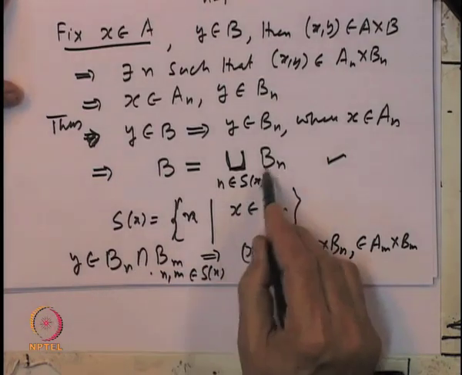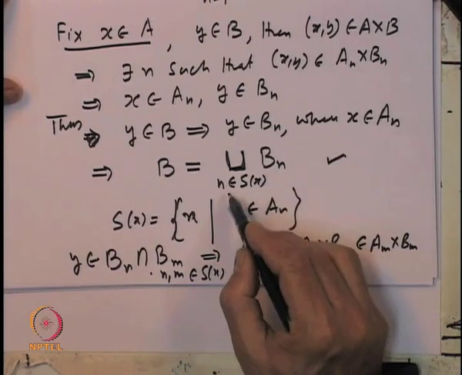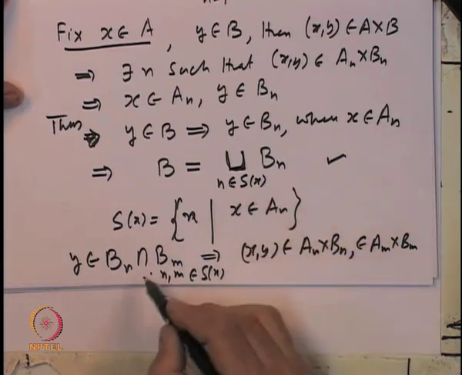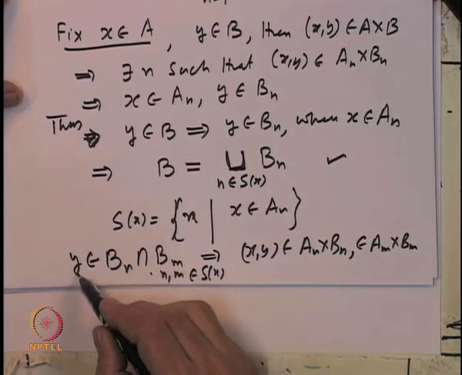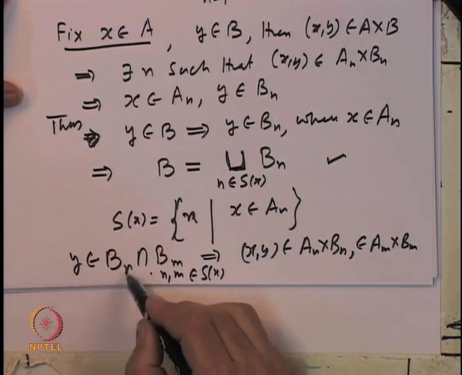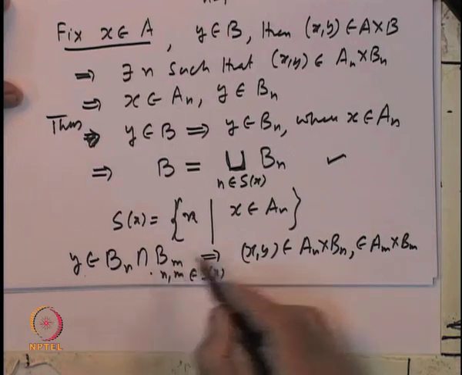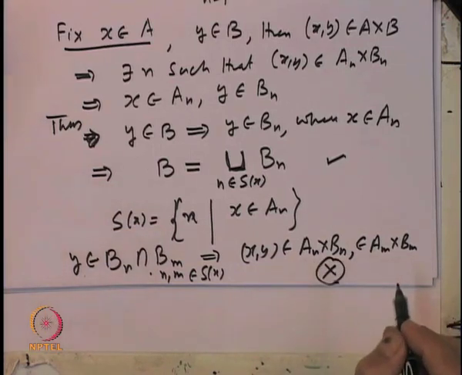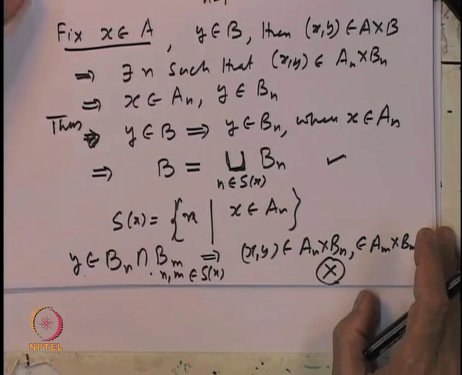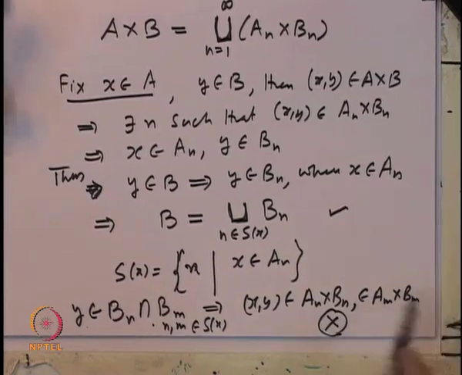Suppose, so I want to show this union is disjoint. So, take two elements here, B n and B m, for n and m belonging to S of x, and look at the intersection. Suppose there is a y in that intersection, that will mean what? That x belongs to A n and y belongs to B n, and similarly x belongs to A m and y belongs to B m. That means x y belongs to both of these, which is a contradiction, because A n cross B n and A m cross B m are disjoint.